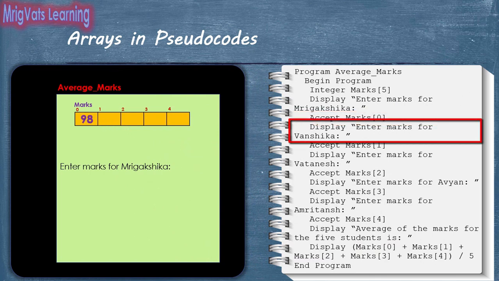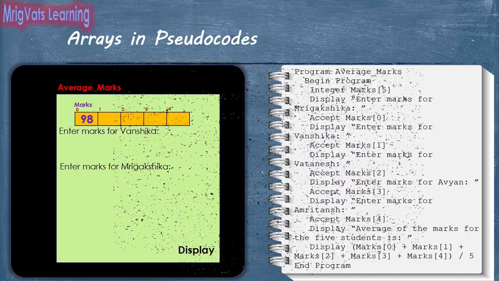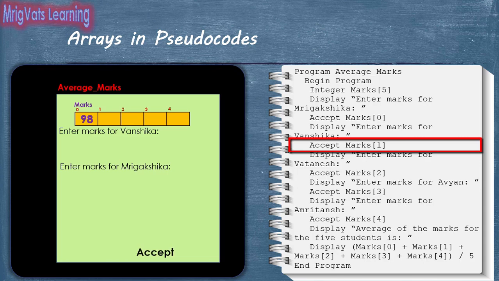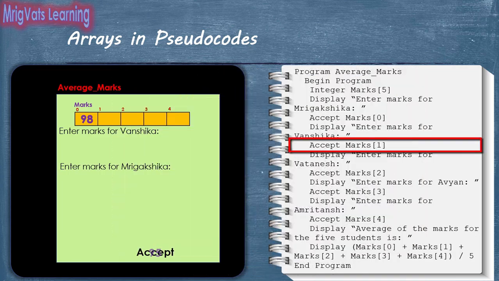When the display statement is run, the program writes the enter marks for Vanshika text in the memory allocated for the program. The display statement takes the text as an input and displays it on the virtual display board. When the accept statement is run, the program waits for the user to enter a value. As soon as the user enters a value such as 95, the accept statement takes it as an input and stores the value in the marks[1] element.